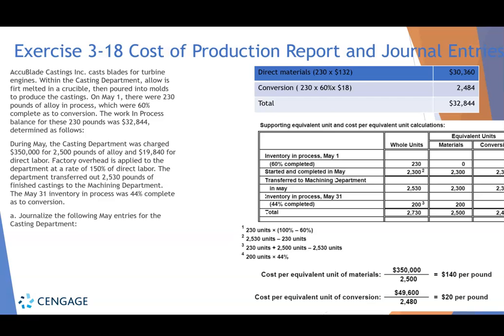In order to support this, we've got our cost of materials, the $350,000. Divide that by our equivalent units, gives us $140 per pound. And the conversion, the labor and the overhead divided by our equivalent units, 2,480 equivalent units, there is $20 per pound.